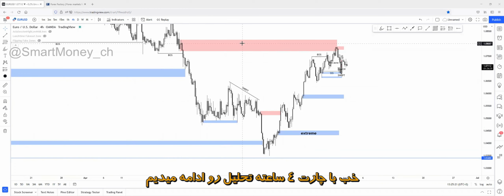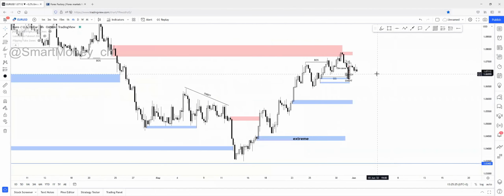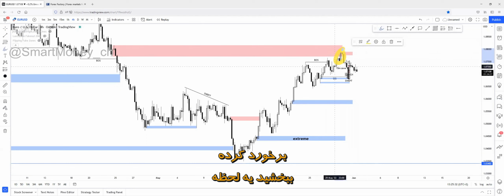We are continuing with the overall top-down analysis on the 4-hour chart. Okay, so what has happened in the past 2 days this week? Nothing much, right? Price literally just tapped the supply zone up here. Sorry, just a minute.